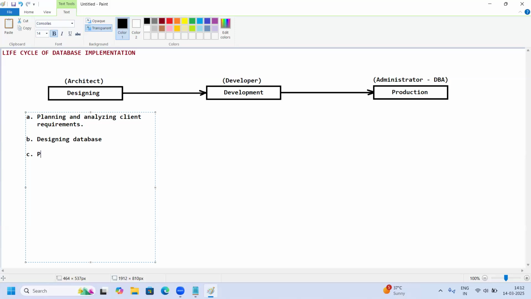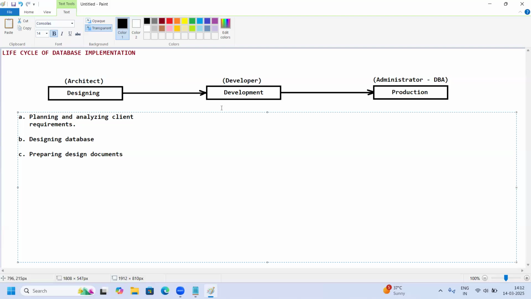Compulsory, you have to document that designing, right? So that is what you call preparing design documents. Why do they have to go for documentation? Because sometimes designing will go on for months together.